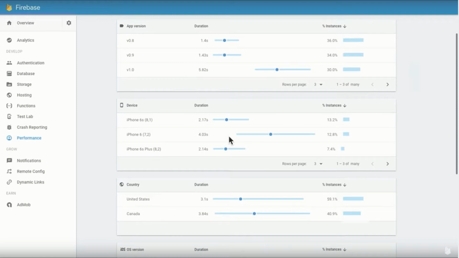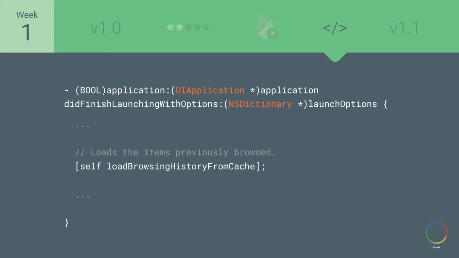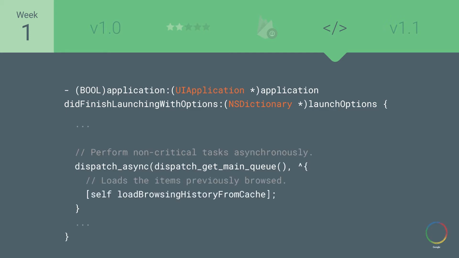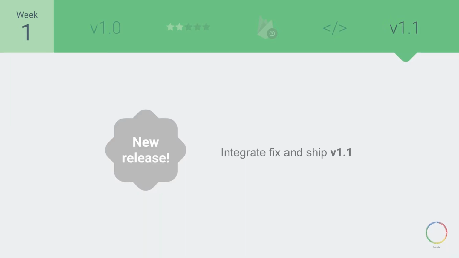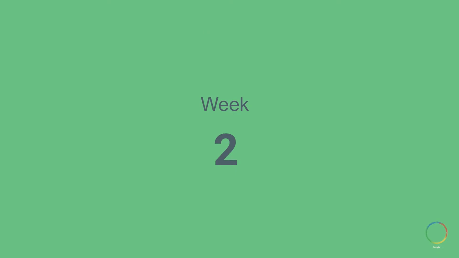So Jane knows that to fix the app start issue, she has to do something about version 1.0, and that's enough information for her right now. So she jumps back into her code, and she looks at the launch method and realizes that there's this blocking call to load a bunch of cache items. And there's no good reason why that has to be made that way. So she switches this to an asynchronous call, and that takes care of the issue. So she releases version 1.1 of her app. And this is the end of the first week.